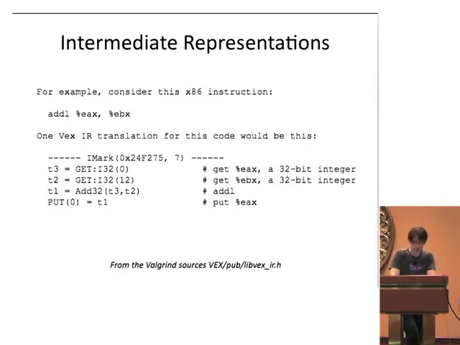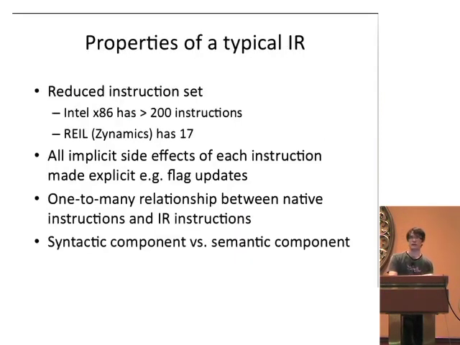So you can quickly see that, one, you have a reduced instruction set because you can represent a lot of arithmetic instructions via a combination of others. But you also have a blow up in the amount of code you have to analyze, so it's a bit of a trade-off. There's a one-to-many relationship between the native instructions and your intermediate instructions.